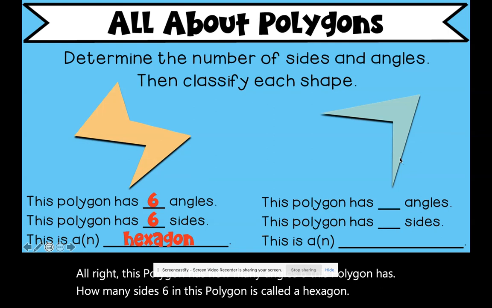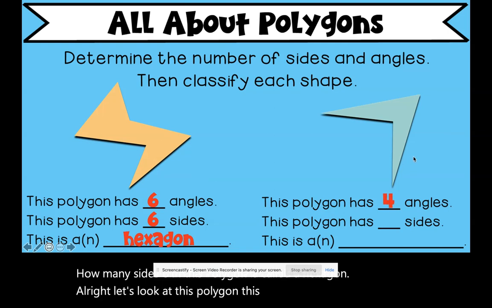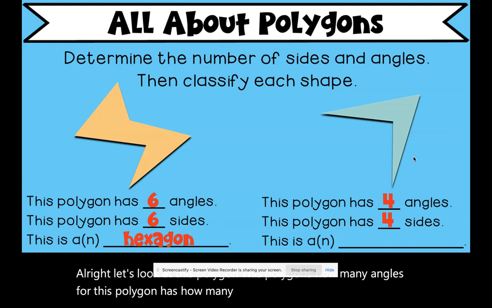All right, let's look at this polygon. This polygon has how many angles? 4. This polygon has how many sides? 4. And 4 and 4, it is a quadrilateral.